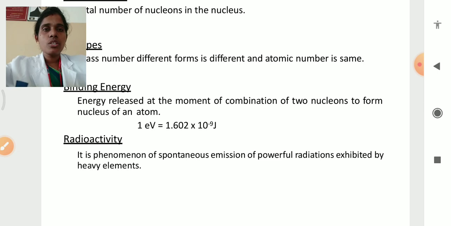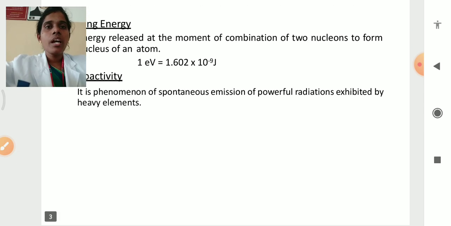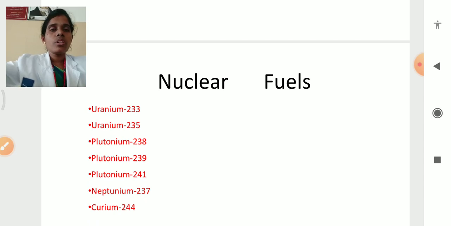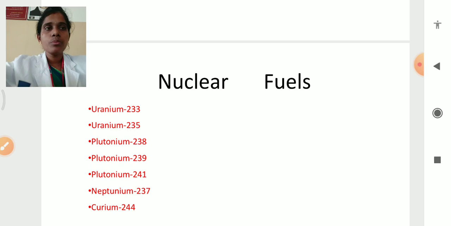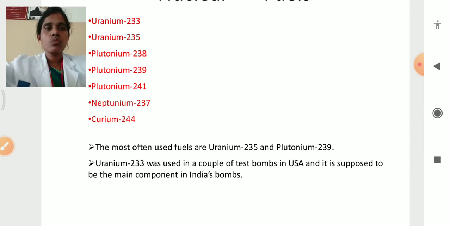Then radioactivity. Radioactivity is nothing but the spontaneous emission of powerful radiations exhibited by heavy elements such as uranium and plutonium. Generally nuclear fuels are uranium-233, uranium-235, plutonium-238, plutonium-239, plutonium-241, neptunium-237 and curium-244. The most often used fuels are uranium-235 and plutonium-239.